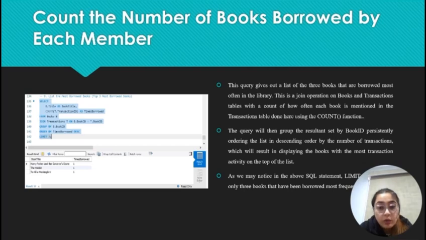It uses the count function to tally each book's borrow instances and groups the results by the book ID. The results are ordered in descending order by the borrow count, so the books with the highest transactions appear first, and the limit 3 clause restricts the output to only the top 3 most borrowed books. As I have mentioned, the screenshot of the SQL is shown. In this example, popular books which have been borrowed by most of the people are Harry Potter and the Sorcerer's Stone, and The Hobbit.